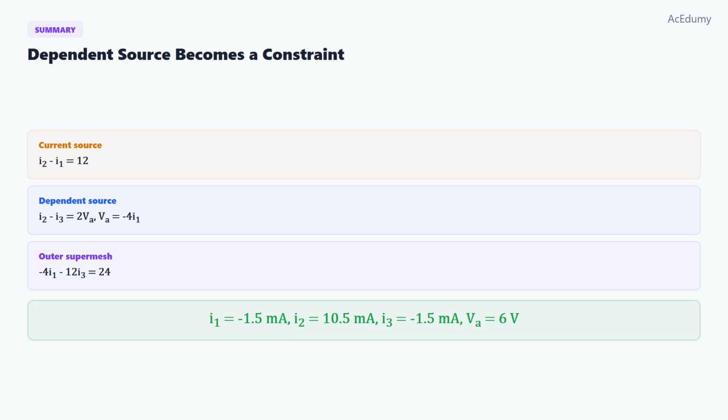A dependent source does not change the supermesh workflow. It only adds one bookkeeping step: express the dependent source value using the chosen mesh variables. Here, the key link was VA equals negative 4 I1. After that, the current source constraints and the outer KVL equation formed a normal three-equation system. The final answer is VA equals 6 volts.